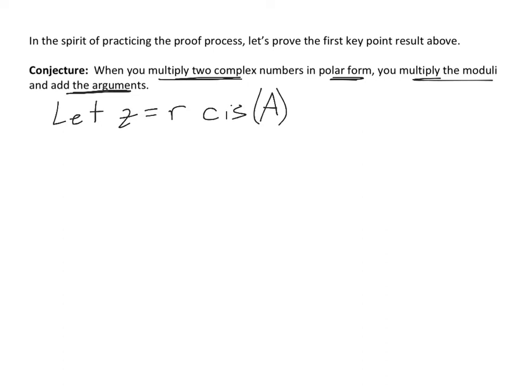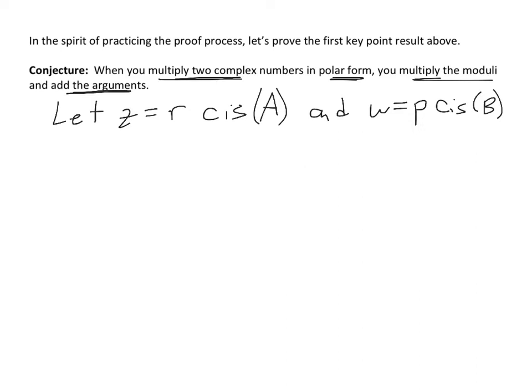I'm going to need a second angle for the other one, and so I just want to use more recognizable letters. And we'll let w be some other complex number. I need to use a different modulus. I'll use p this time. And then I'll use cis b for this thing.